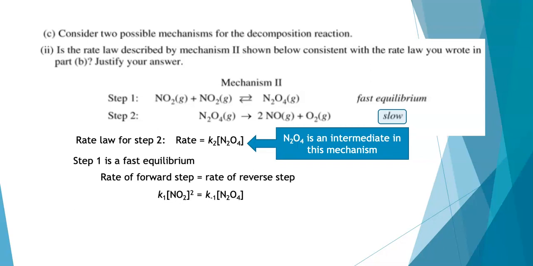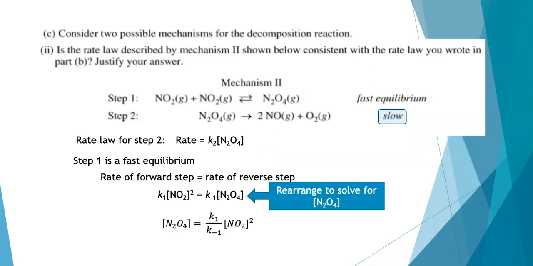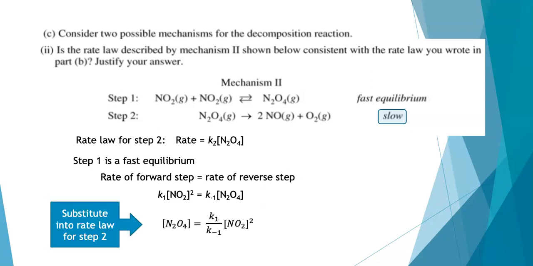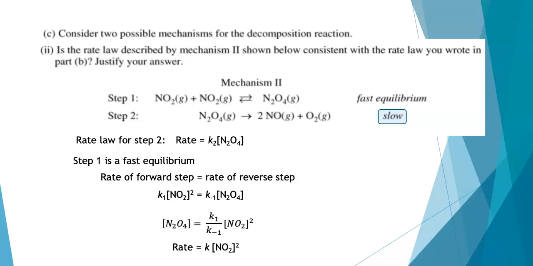When I do that, I can now rearrange this equality to isolate N2O4. All right, so I can rearrange it and do that. And then I can substitute this into my rate law for step 2, okay? And when I do that, I end up getting rate equals the rate constant, if I consolidate all my rate constants, times NO2 squared. Does that match the rate law that we wrote in Part B? Yes, it does. And it is consistent, and that's our answer, what we need to say for 1 point.